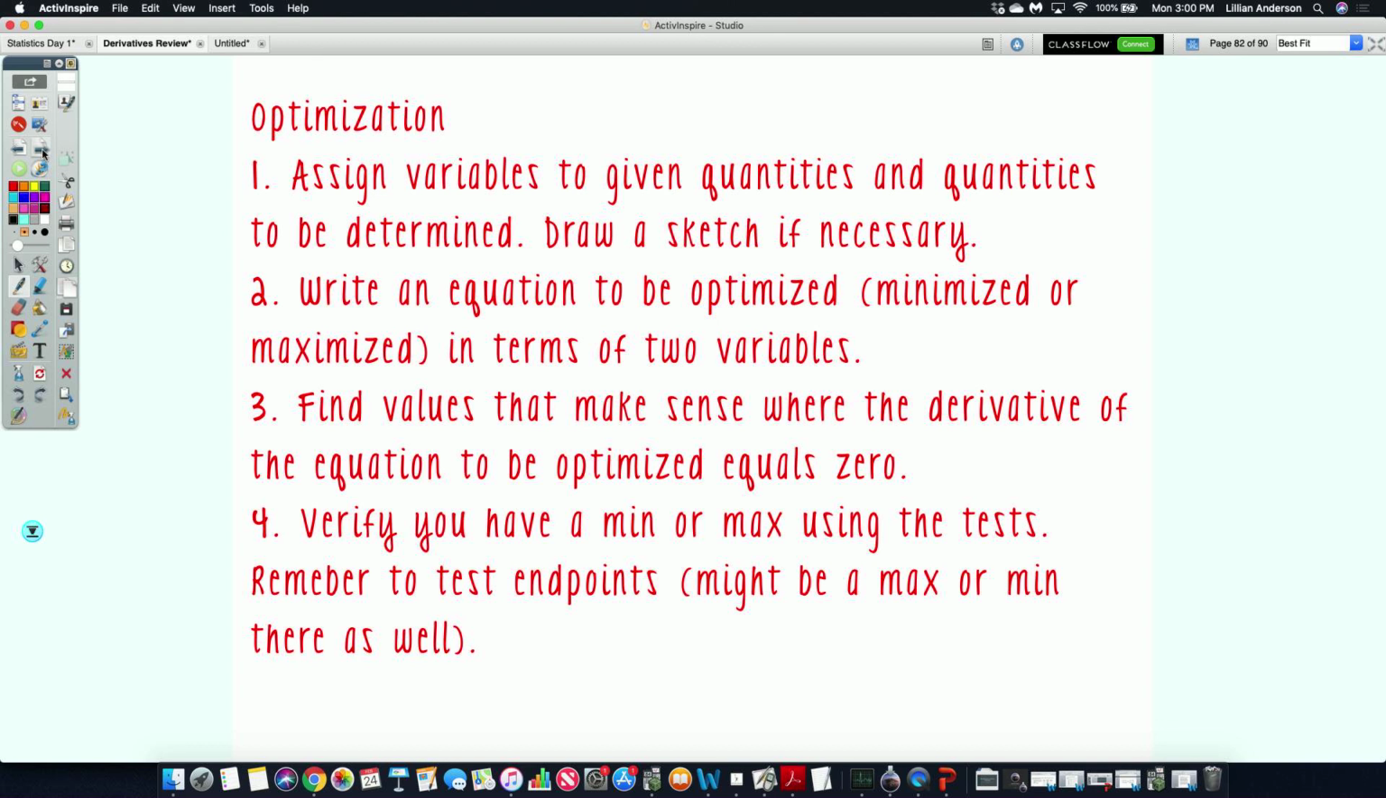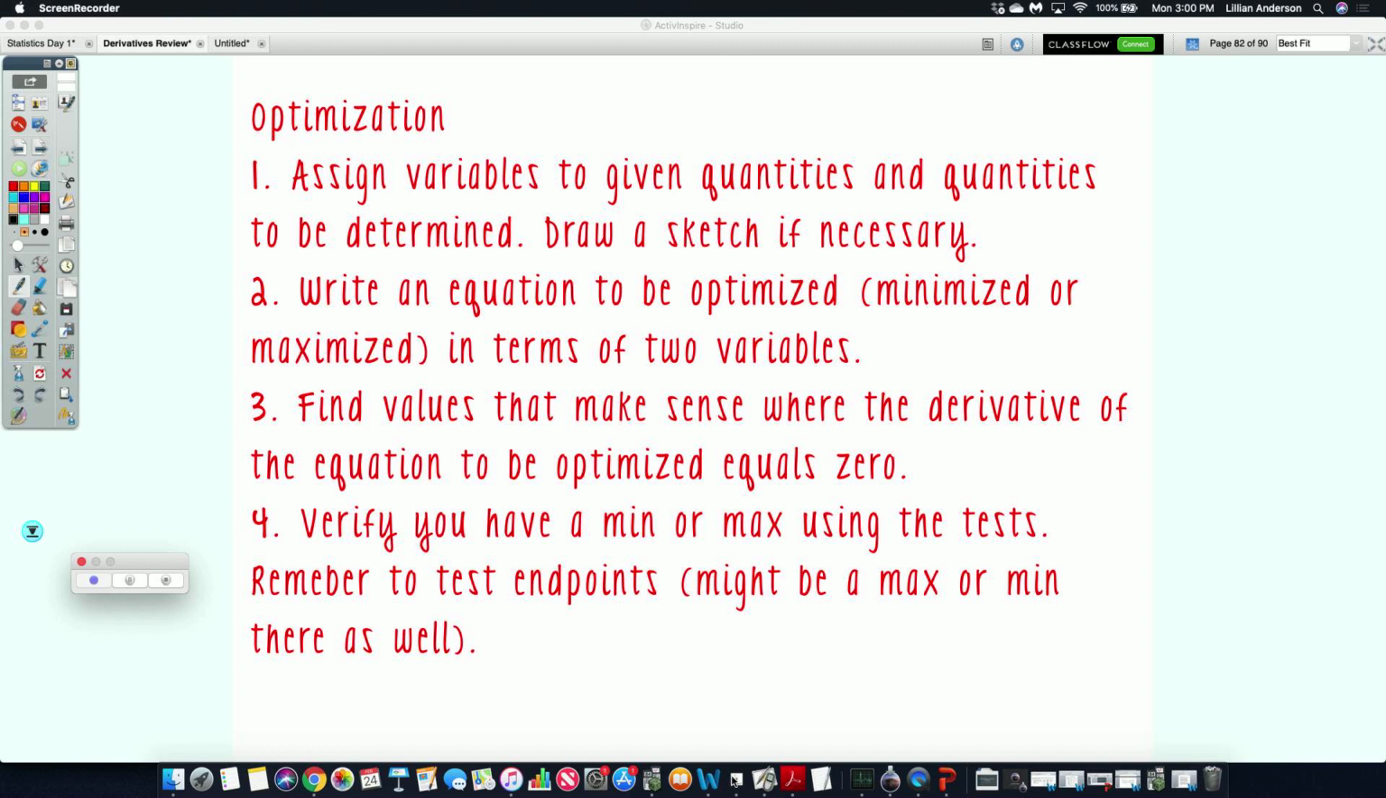You assign variables to given quantities and quantities to be determined, and if necessary, draw a sketch. You write an equation that is to be optimized. If it talks about you're looking for the maximum area, that means you need an area equation. If the volume needs to be minimized, that means you need a volume equation. It needs to be in terms of two variables only. Then you find the values that make sense by taking the derivative of the equation that you created and setting it equal to 0. And then, of course, verify whether you have a max or a min using either the first derivative test or the second derivative test, which I'll talk about shortly.